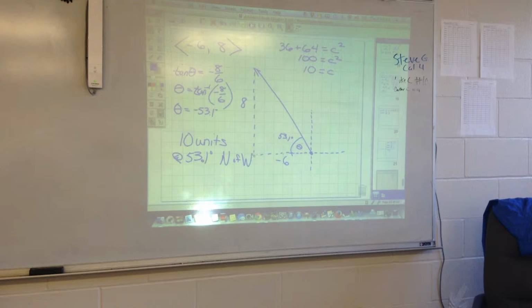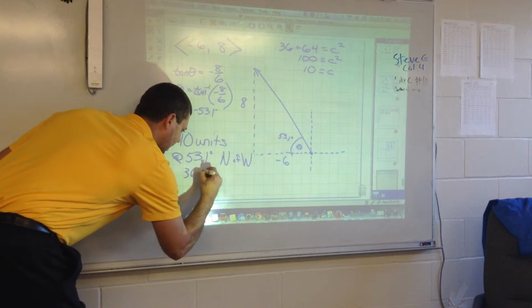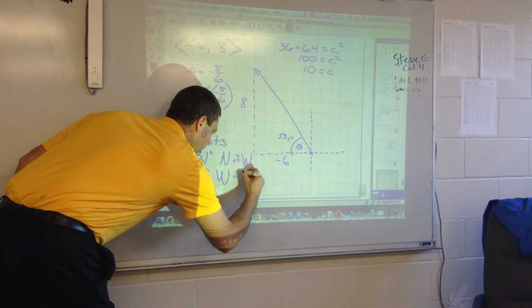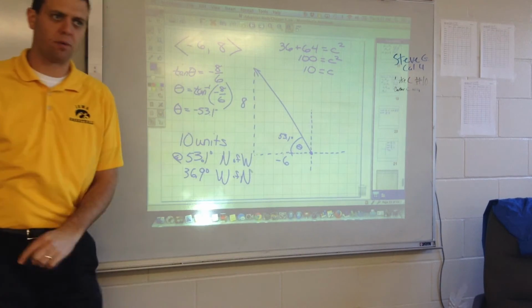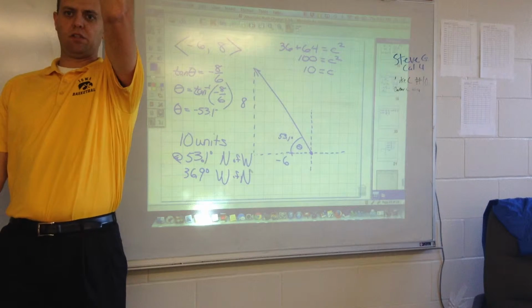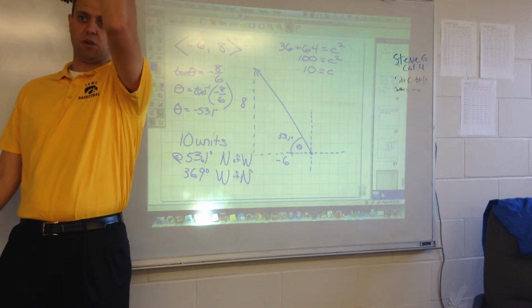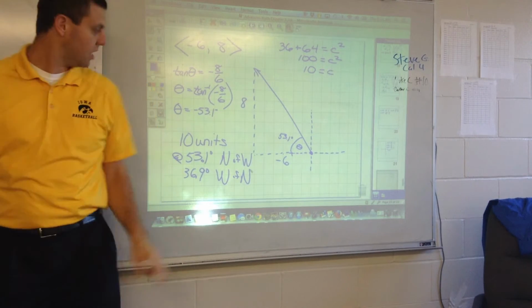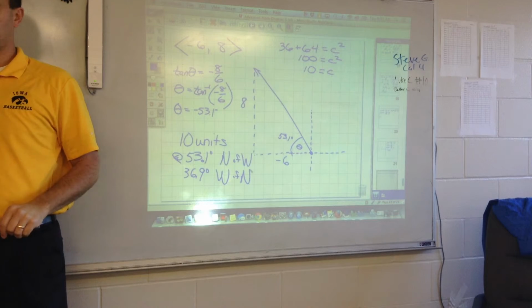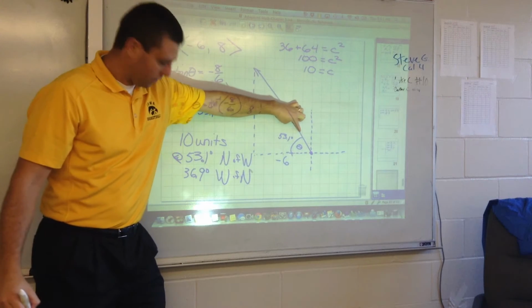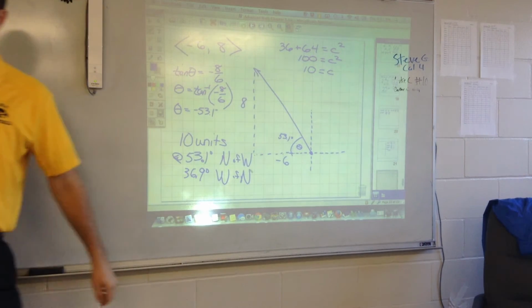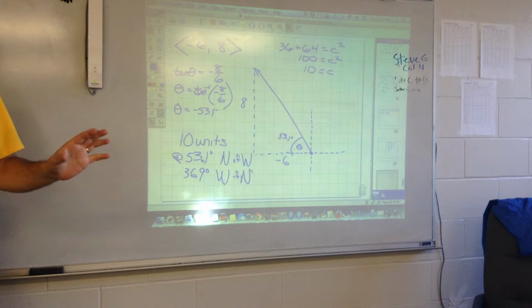36.9 degrees west of north would also work, because if this is 53.1, then that part right there is 36.9. 36.9 degrees to the west of where north is. If here's north, I have to go 36.9 degrees west of it to get to my vector. And if I take 90 plus 36.9, that gives me 126.9.